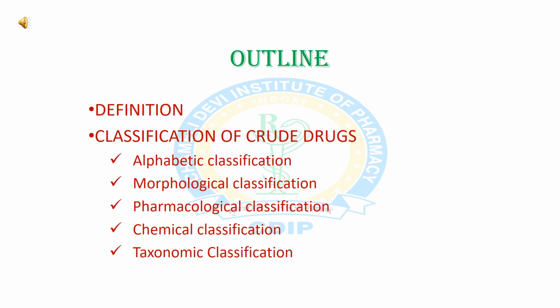In this slide we will discuss the outline of the slide. The first point covers the definition of pharmacognosy and crude drugs. After that we will discuss various types of classification of crude drugs, which involve alphabetic classification, morphological classification, pharmacological classification, chemical classification and taxonomic classification.